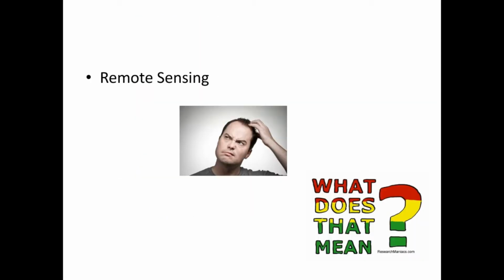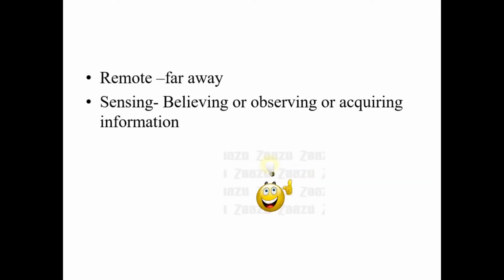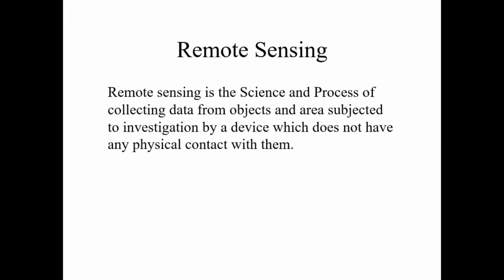You may think, what does remote sensing mean? Remote means far away distance, and sensing means observing or acquiring information about an object. Here comes the definition. Remote sensing is the science and process of collecting data from objects and areas subjected to investigation by a device which does not have any physical contact with them.